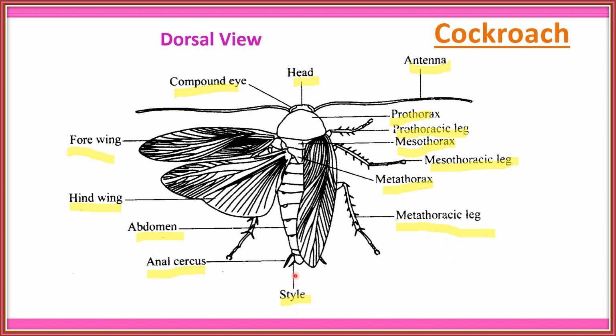Then we have the style behind, and then we have the anal cerci, the abdomen is here, then the inner wing, and then we have the fore wing. That's when we are seeing it dorsally, on top.